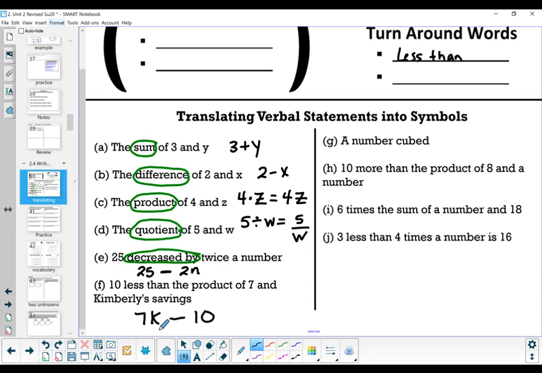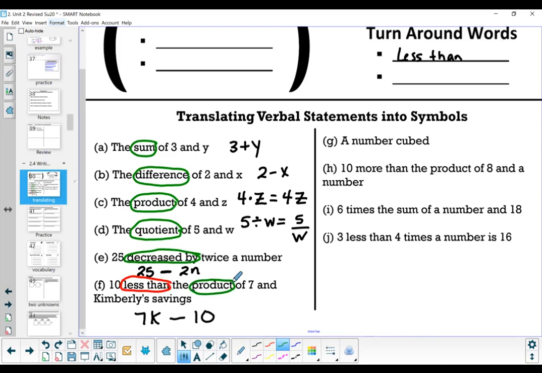Okay, so an example sometimes that makes this more clear, if you have $100 and I say I have 10 less than you, that means I have 100 minus 10. Okay, so that's a turnaround word. All right, so turnaround, and then we have that product.